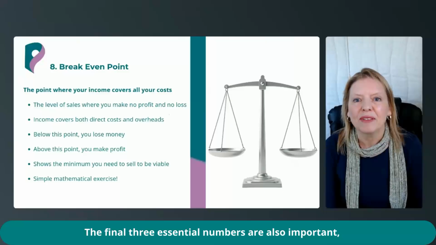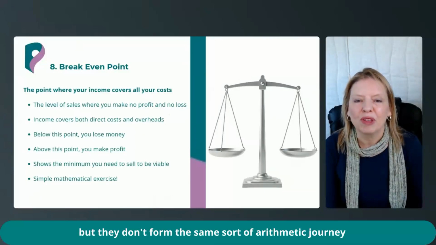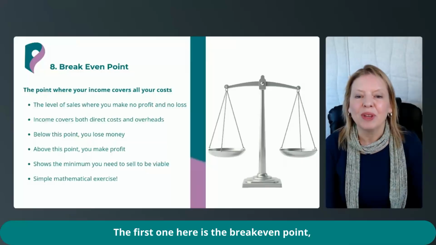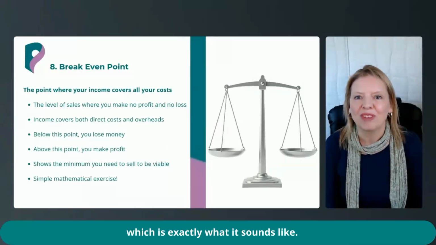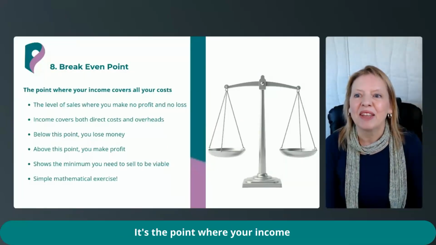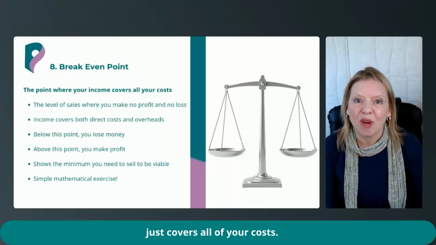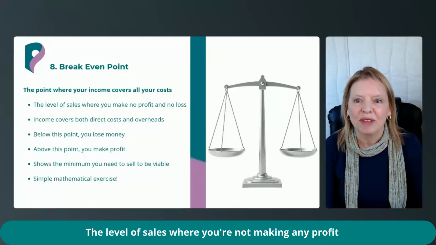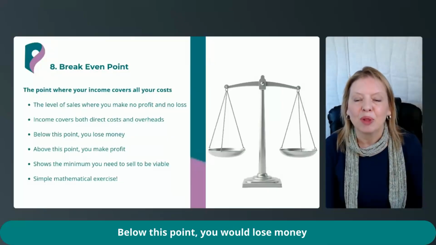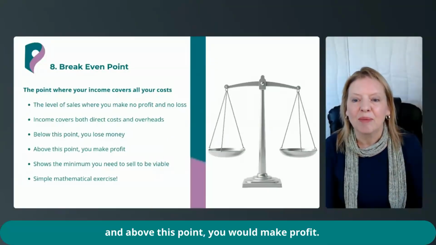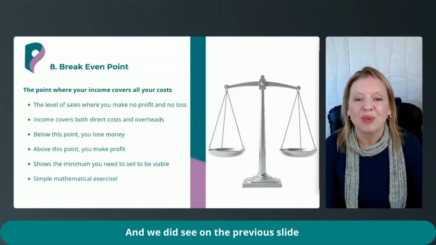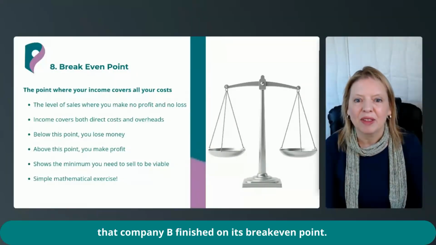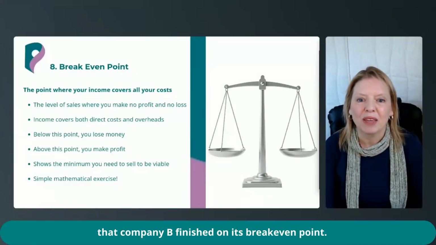The final 3 essential numbers are also important, but they don't form the same sort of arithmetic journey that we've just had. The first one here is the break-even point, which is exactly what it sounds like. It's the point where your income just covers all of your costs, the level of sales where you're not making any profit and you're not making any loss. Below this point you would lose money, and above this point you would make profit. And we did see on the previous slide that Company B finished on its break-even point.